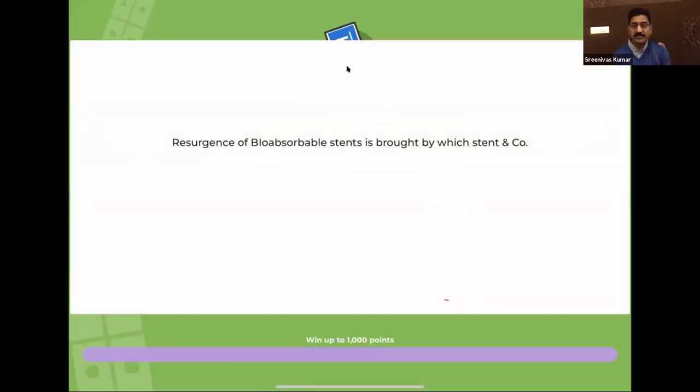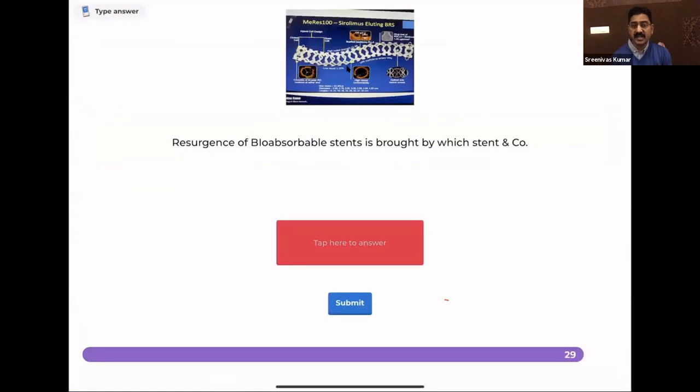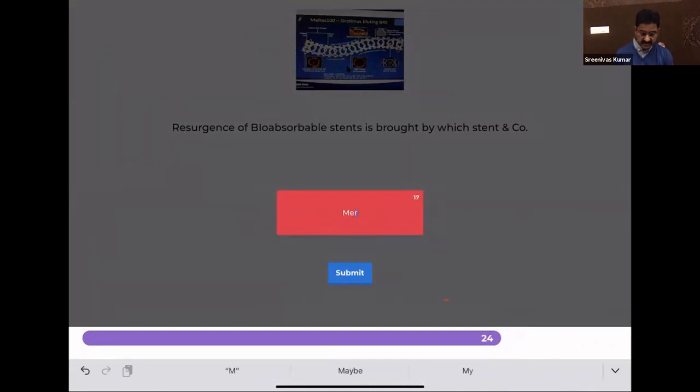And the resurgence of bioabsorbable stents is brought by which stent company? Probably you need to type the answer here. That is Mirus 100 of Meril.